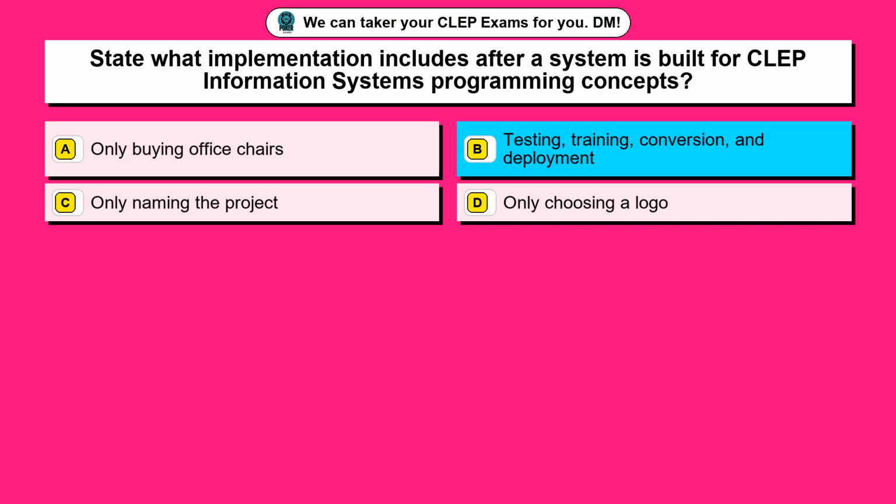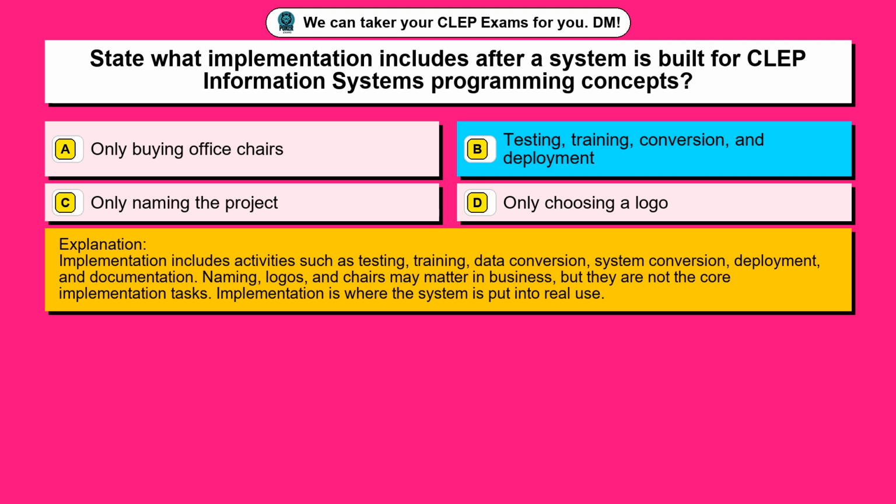Testing, training, conversion, and deployment. Implementation includes activities such as testing, training, data conversion, system conversion, deployment, and documentation. Naming, logos, and chairs may matter in business, but they are not the core implementation tasks. Implementation is where the system is put into real use.